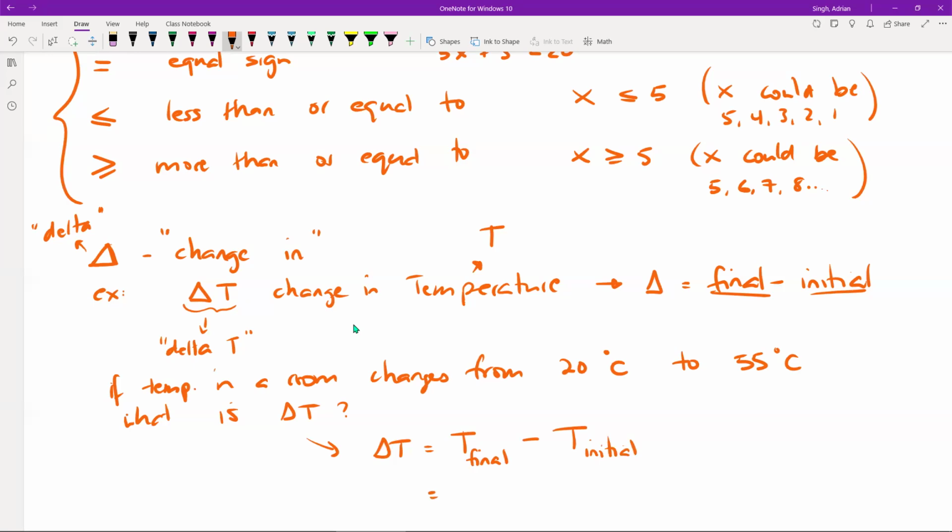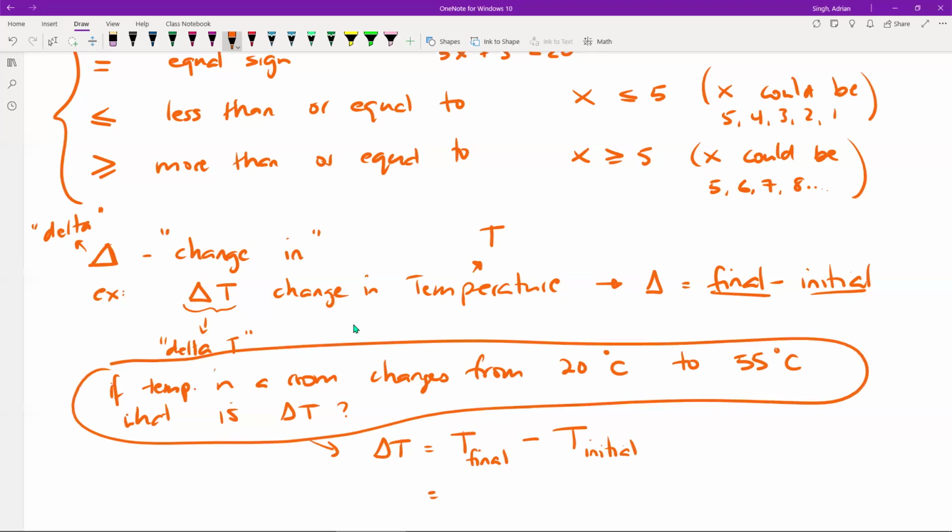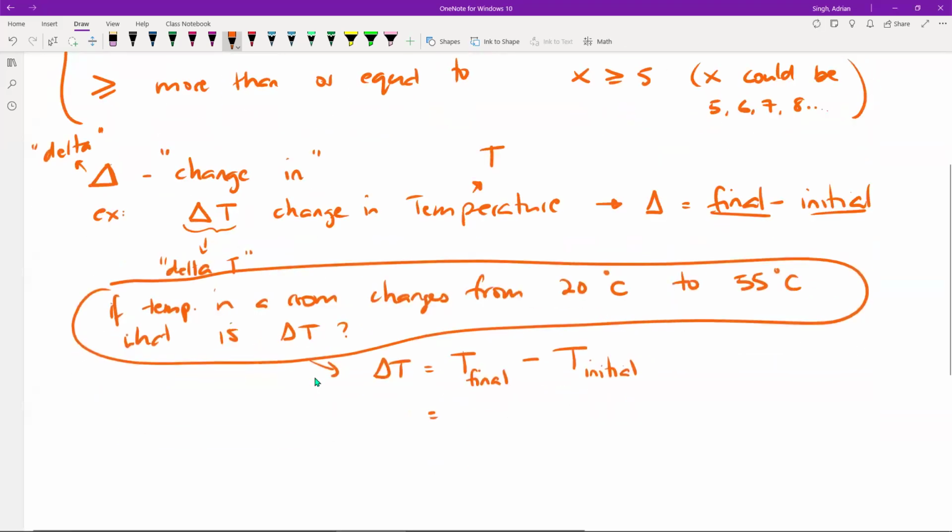And then you have to look at your question here and extract that relevant information. Okay, so it tells us the temperature changes from 20 to 55. So we end up at 55. That 55 is my final temperature. I'm going to subtract what I started with, 20 degrees C. So we do a simple subtraction there. We end up at 35 degrees Celsius as the change in temperature.